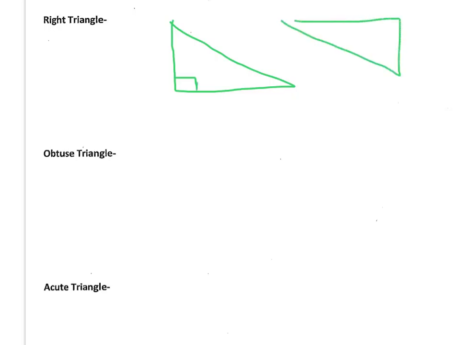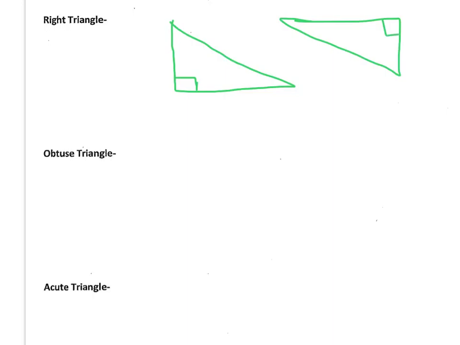In this lesson, we're going to look at how to classify different triangles. So the first type of triangle we're going to talk about is a right triangle. And a right triangle is a triangle that has one right angle in it. So it could look like this, or it could be turned around this way, but it's a triangle that has one 90-degree angle.